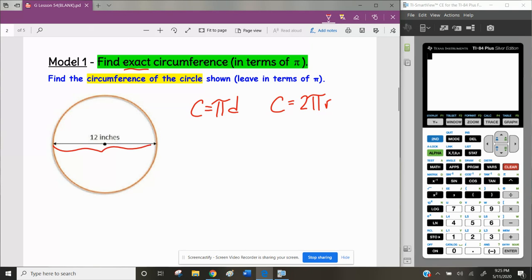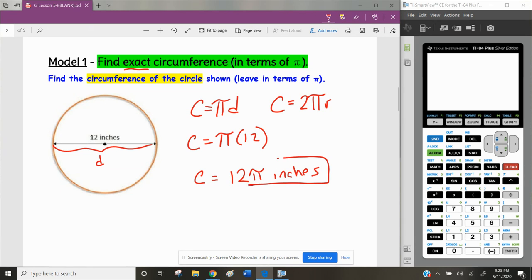Here I have a segment that extends from one end of the circle to the other through the center. So this is a diameter, so I'm going to use the diameter formula. C equals pi times 12, and typically we write the rational pieces before the irrational pieces. Pi is irrational, so the circumference equals 12 pi inches. Again, that's exact. I don't have to push the pi button. If I push pi, that's irrational, and then I have to round the answer.